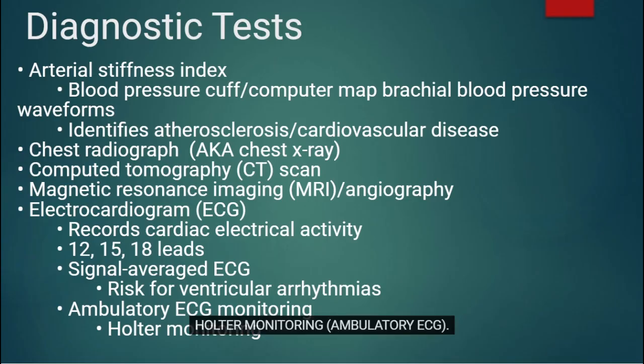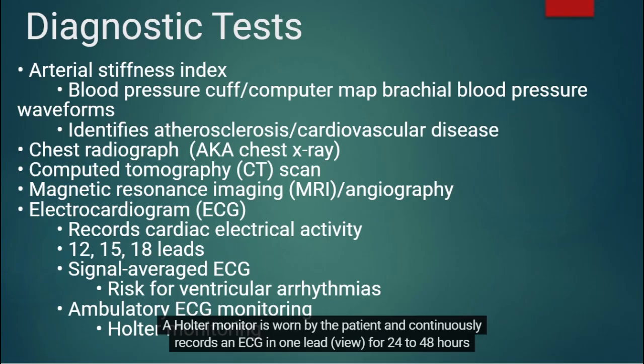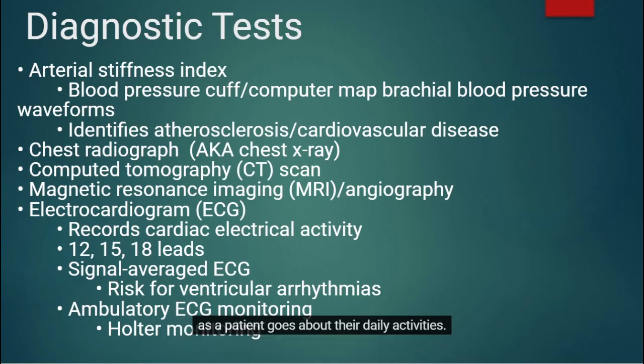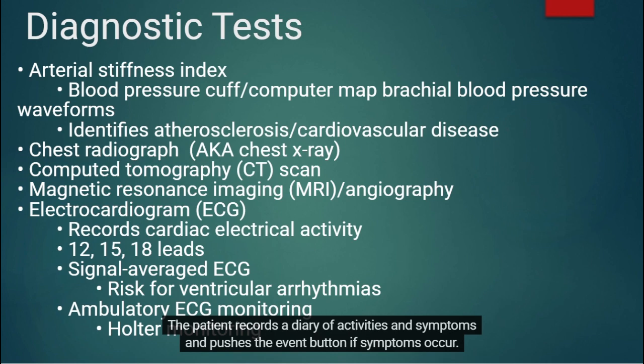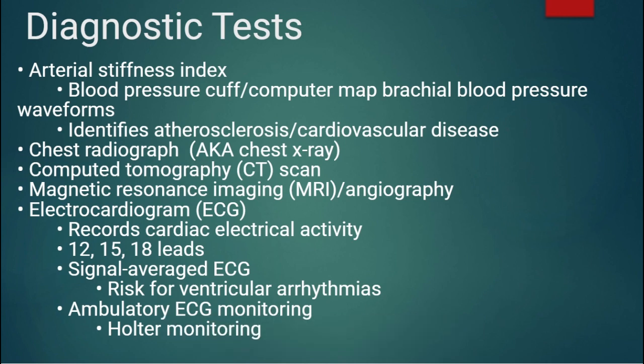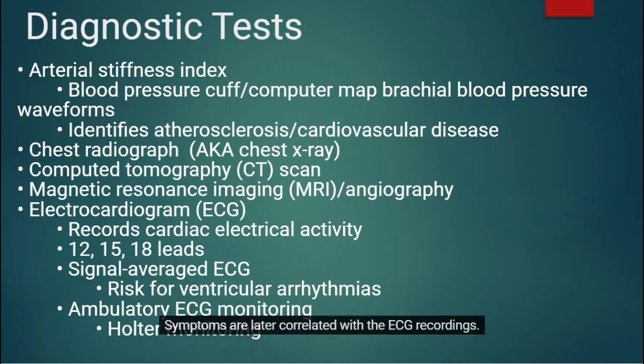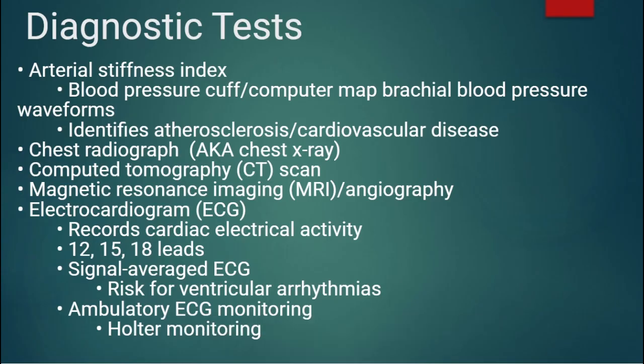Holter monitoring, ambulatory ECG. A Holter monitor is worn by the patient and continuously records an ECG in one lead view for 24 to 48 hours as a patient goes about their daily activities. The patient records a diary of activities and symptoms and pushes the event button if symptoms occur. Symptoms are later correlated with the ECG recordings. The recordings are scanned by a computer and interpreted by an HCP. Arrhythmias or myocardial ischemia that occur infrequently can be detected.